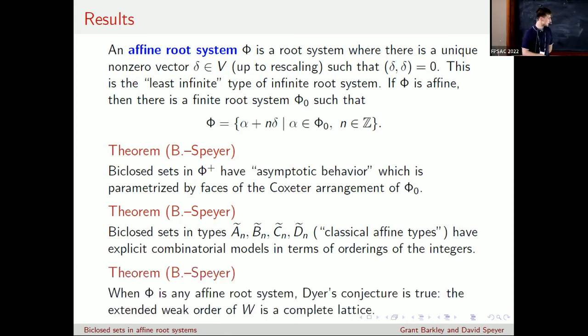And then the last thing is we actually proved Dyer's conjecture for all affine root systems. This is extending Weizhou Wang's result for the 3-dimensional ones. We proved for all affine root systems that the extended weak order is a complete lattice. Despite the fact that I listed this right after these 2 results, this proof is actually uniform. It doesn't use any of the parameterizations that I mentioned. We do have some nice alternative proofs in types A and C that are very explicit. If you want to look at those, they're in the paper, which is on arXiv. It's called Combinatorial Descriptions of Biclosed Sets.